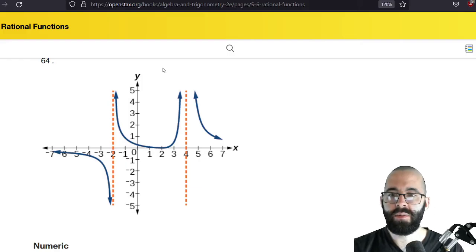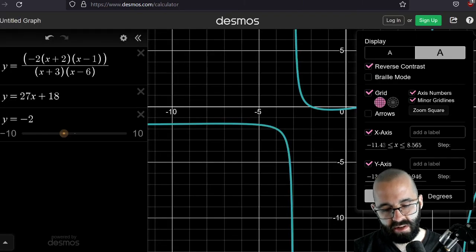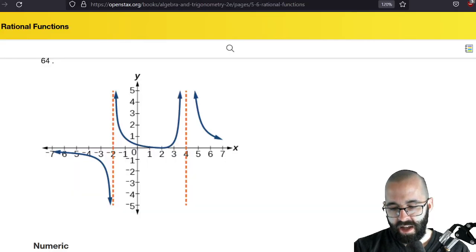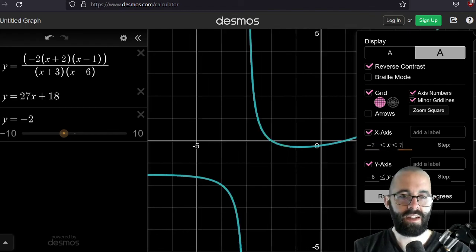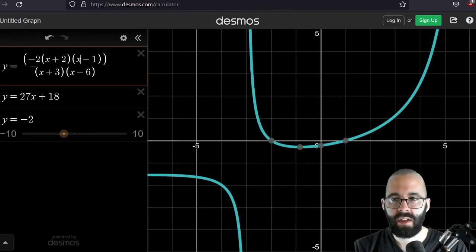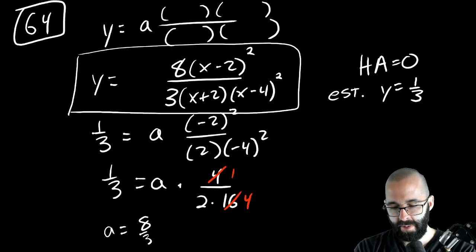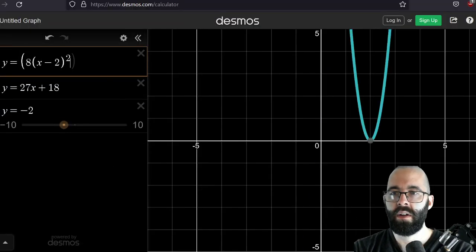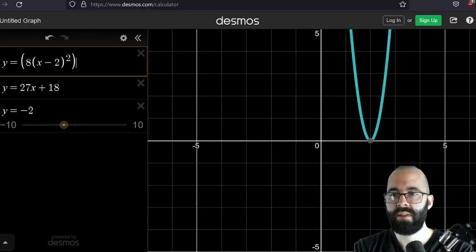Let's plot it on Desmos, get the same scale, and let's hope it looks similar. So the scale, y is going from -5 to 5. So go over here and say y -5 up to +5. And x is going from -7 to 7. It's a lot easier to compare things if you have the same scale. All right, now let's put our guess. y equals 8 on the top, x minus 2 squared, and on the bottom, it's 3 times x plus 2 times x minus 4 squared.